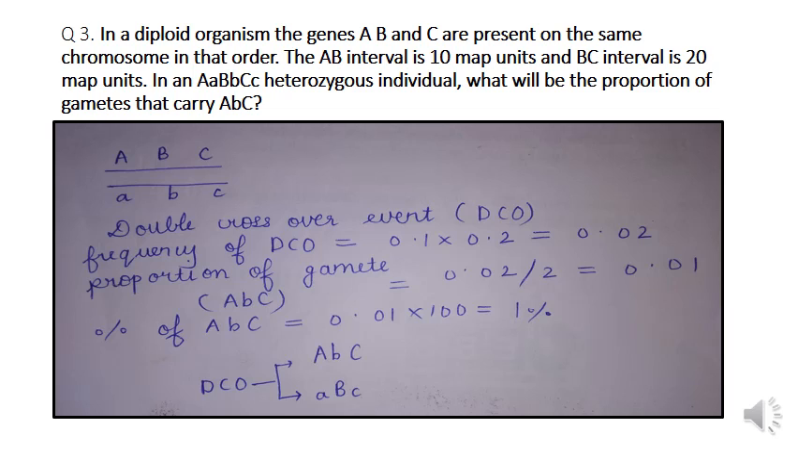Let's move on to the next question. The next question is: in a diploid organism, the genes A, B, and C are present in the same order on the chromosome. AB is 10 map units apart and BC is 20 map units apart. In a heterozygous individual whose genotype is capital A, small a, capital B, small b, capital C, small c, what will be the proportion of gametes that carry capital A, small c, and capital C?